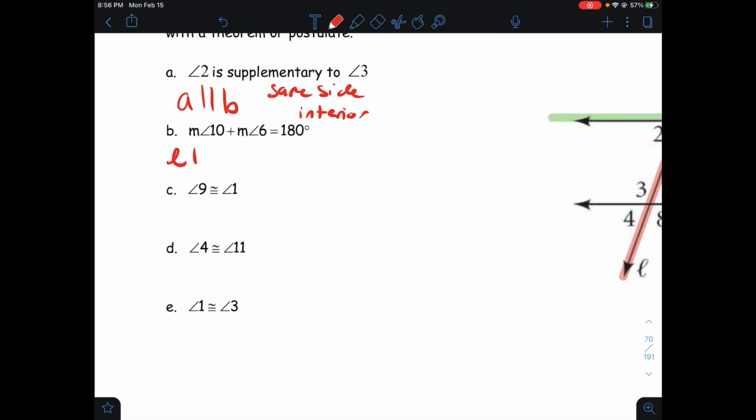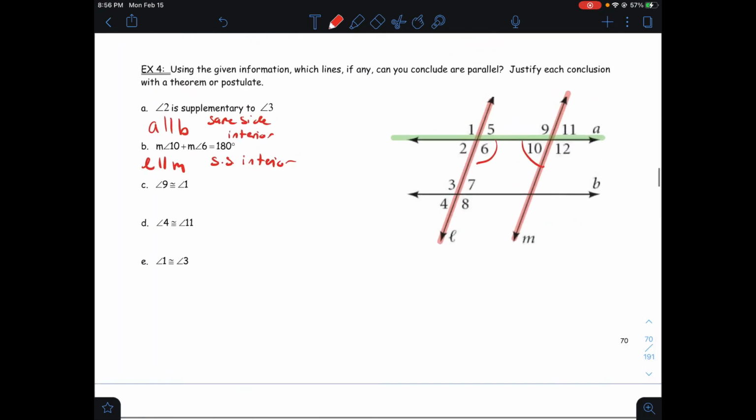So that would mean that L is perpendicular or perpendicular. Oh my God. L is parallel to M. And that would again be same side interior. Sorry, I'm misspeaking so much. All right, probably because it's almost 9 o'clock.